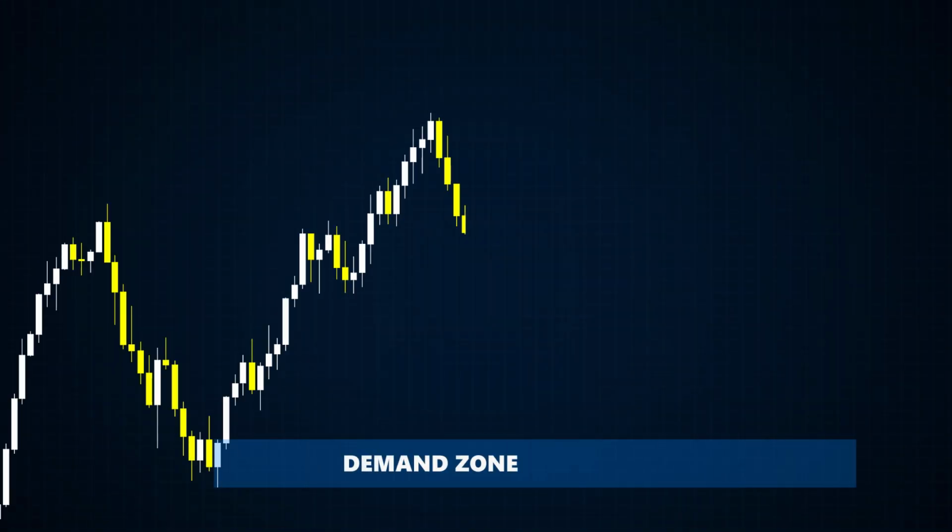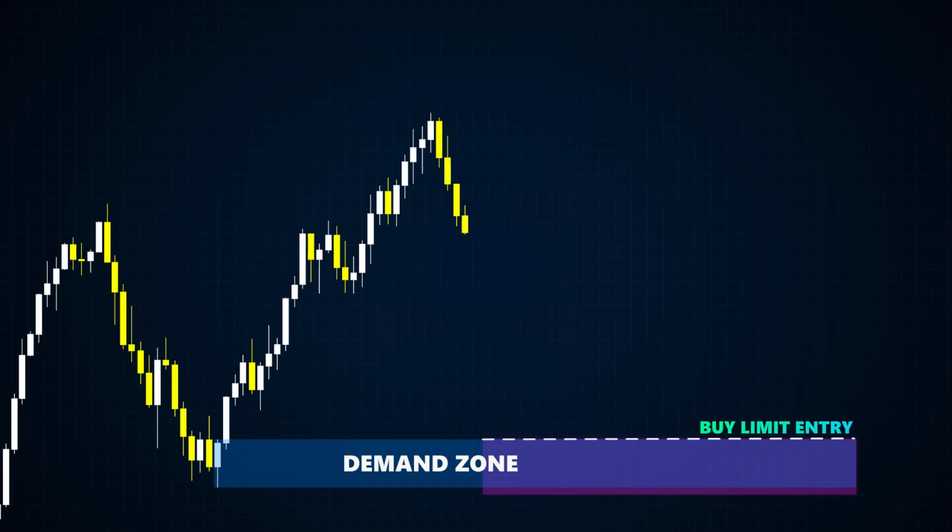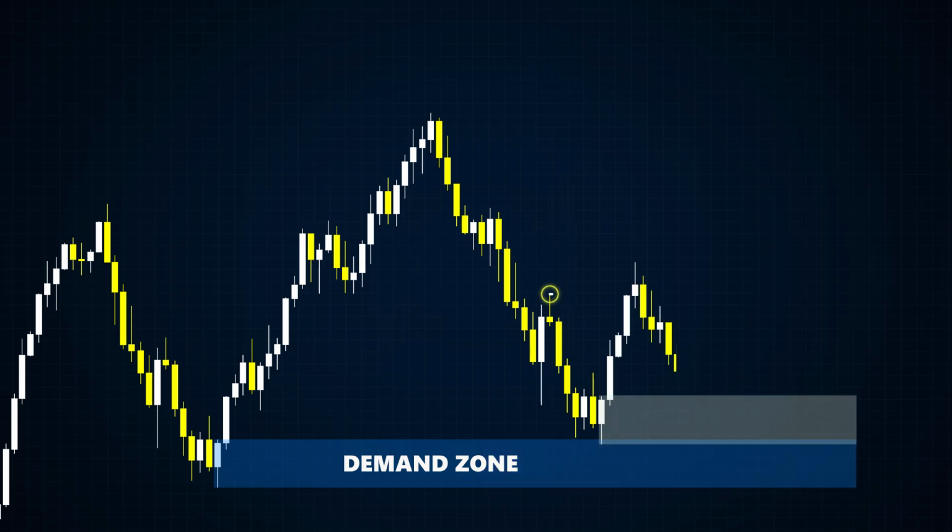Now let's talk stop losses. If you're using a limit order, place your stop just beyond the extreme of the zone. That gives the trade room to breathe without exposing yourself to too much risk. But if you're using confirmation entries, like a break of structure or change of character, you can tighten your stop. Place it just below the low or above the high that caused the move. This improves your risk-to-reward ratio and limits unnecessary loss.